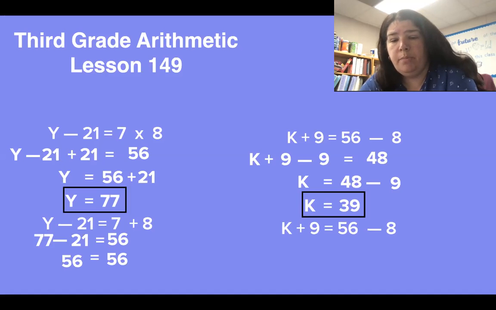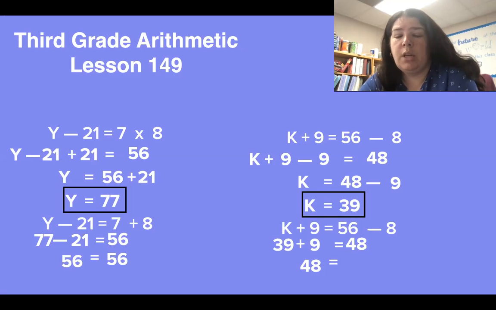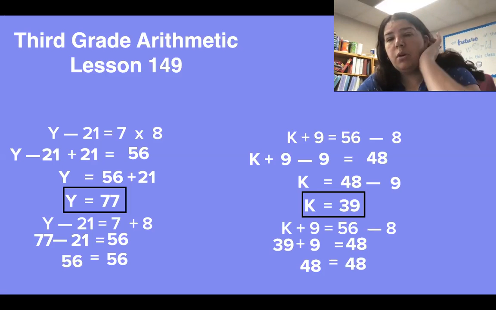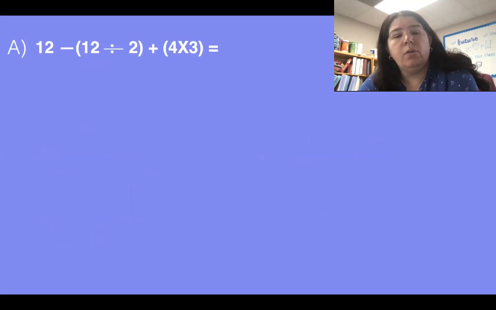Rewrite the problem. 56 minus 8 equals 48. And K, which we got our answer was 39, replace the K with 39, and 39 plus 9 equals 48. 48 equals 48. And that's our answer. So today we're going to review our parentheses.